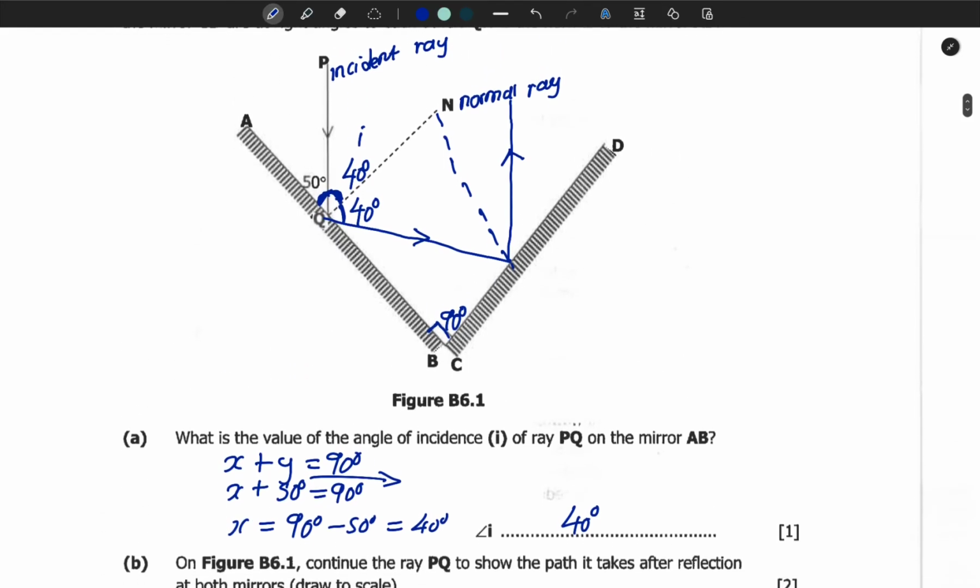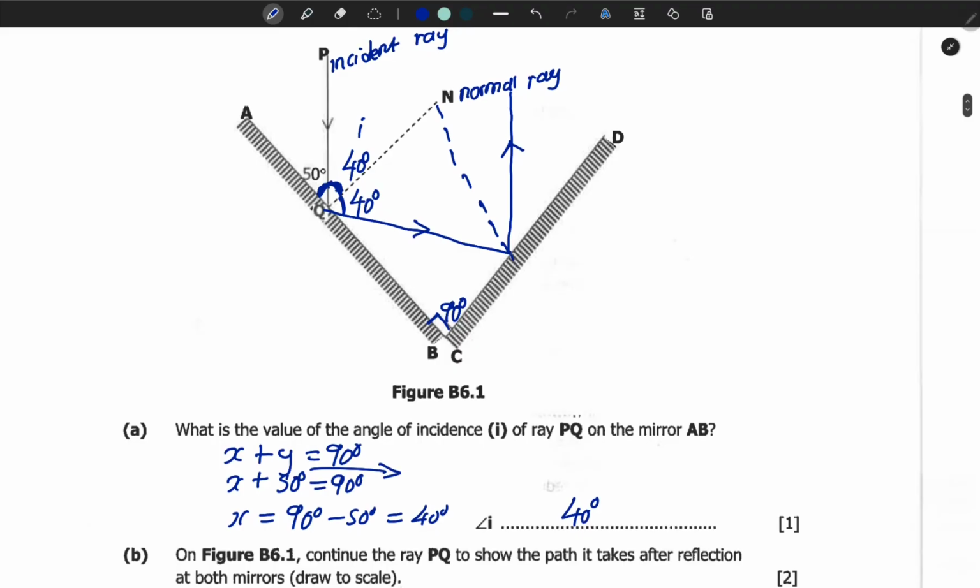So the angle of reflection at CD is this angle here, because the line CD is this one. So what is this angle? So let's do some math. We know that a straight line adds up to 180. So we have 50 plus 40 plus 40 plus this angle must add up to 180. So 40 plus 40 is 80. 80 plus 50 will give us 130. So here we are going to have a 50 degrees.